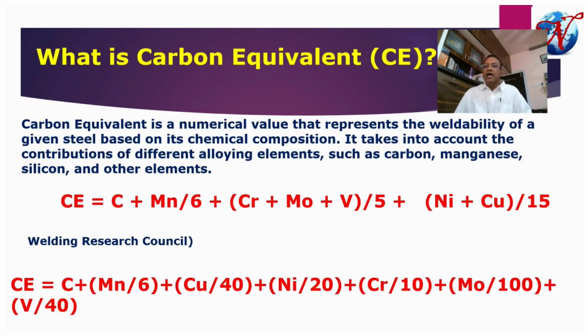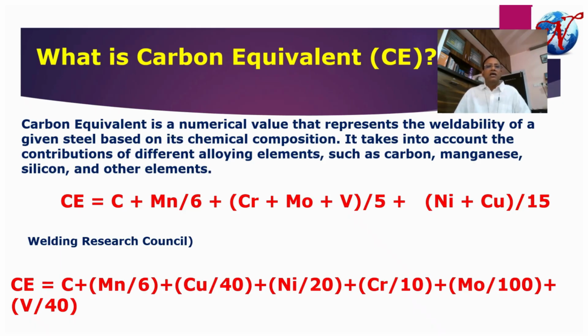In general, any material has a specific weldability. Weldability means how easily the material can be welded. And the weldability of a particular material, or particular grade of material, or particular type of alloying material, depends upon its carbon equivalency value, which is generally denoted as CE.